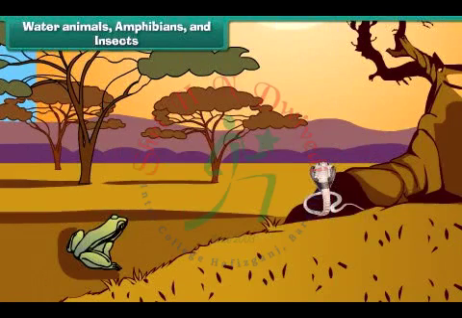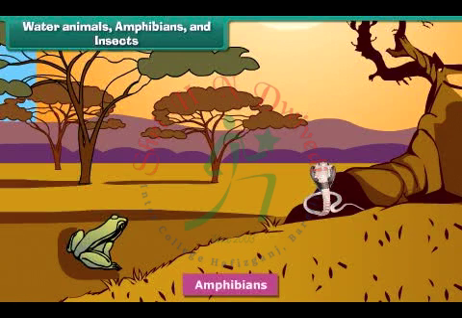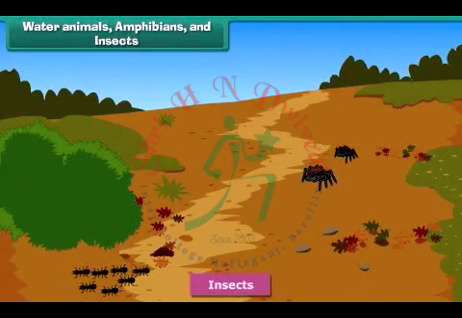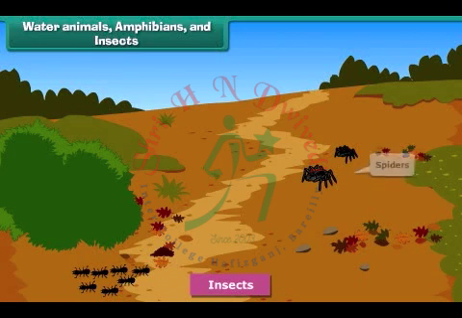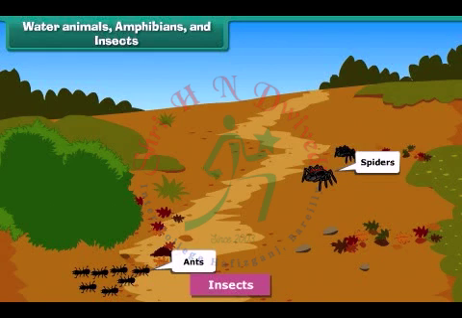There are some animals that can live both on land and in water. These are called amphibians, for example, frogs and snakes. The insects crawl on the ground or other supports, for example, spiders and ants. Some insects can fly also.